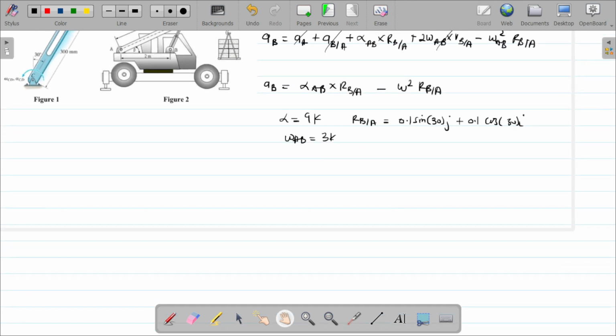So real quick, we can find the acceleration of B to be equal to 9k cross R of B with respect to A, which is 0.1 cos 30 i plus 0.1 sine 30 j, and then minus omega squared, which is 3 squared. If you have the formula like this, the omega here, you ignore the k. So here is a scalar product, not a cross product.